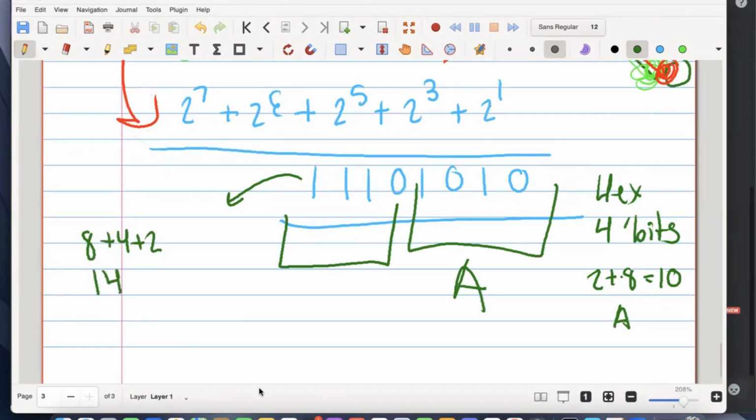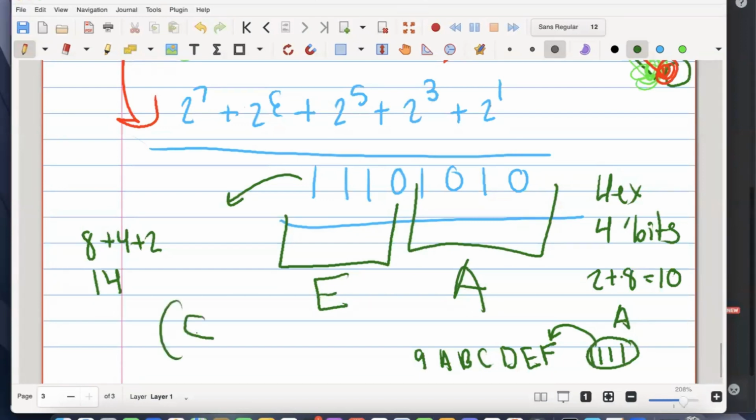On my sheet, I usually like writing this as 9 A B C D E F. Okay? Because that keeps me kind of grounded on this weird alphabet. So you know that the max number is 1111, and that's 15. That's F. So we know that since we're missing 1 off of that, because we have 14, this is going to be E. So actually, this is EA in hex.